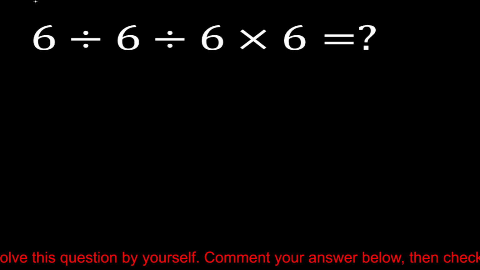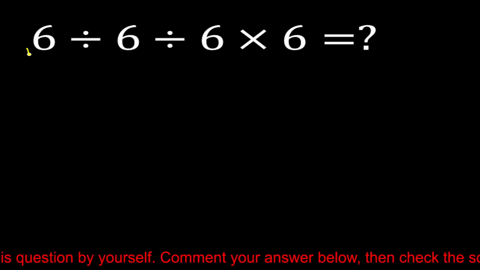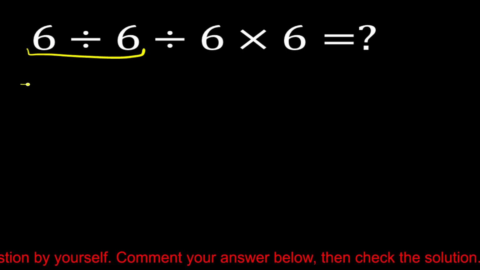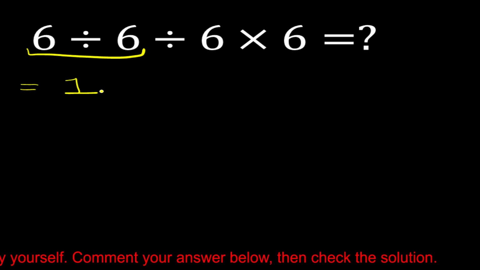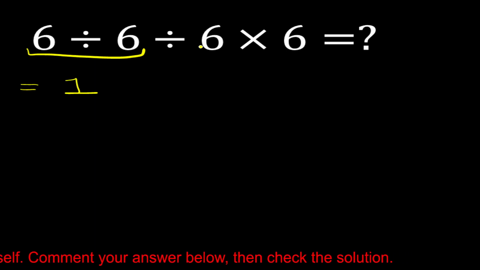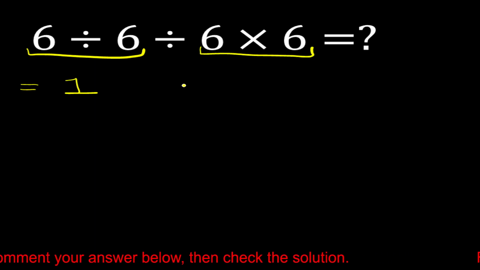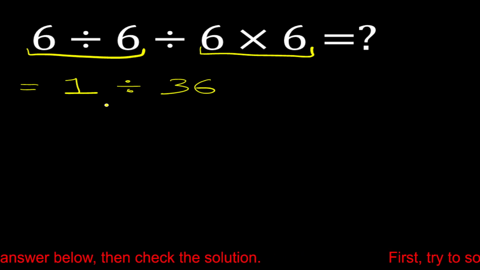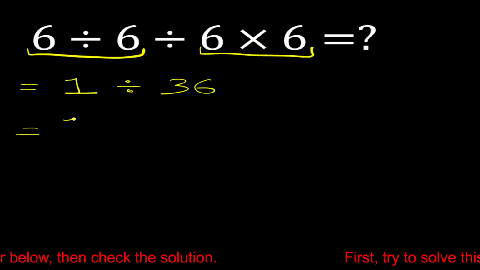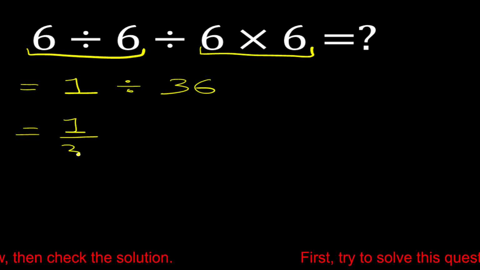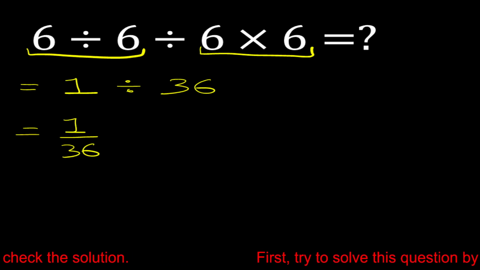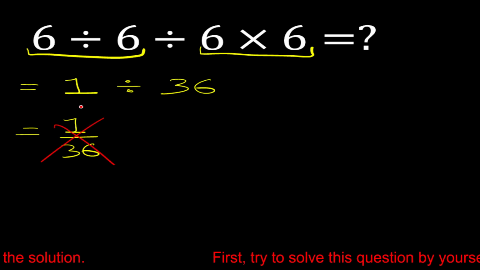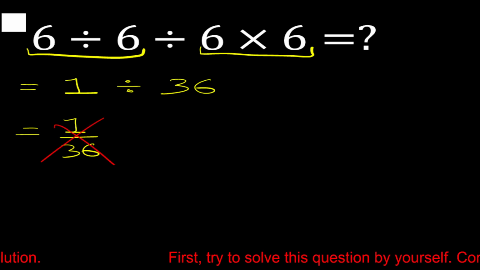So 6 divided by 6 is equal to 1. Then again 6 multiplied by 6 is equal to 36. Now 1 divided by 36 is equal to 1 upon 36. But this answer is not correct. This answer is completely wrong.